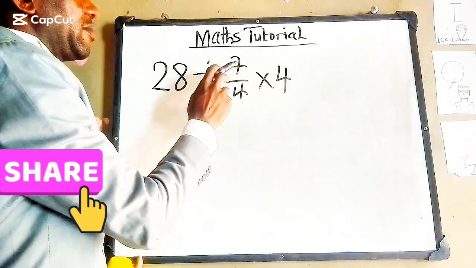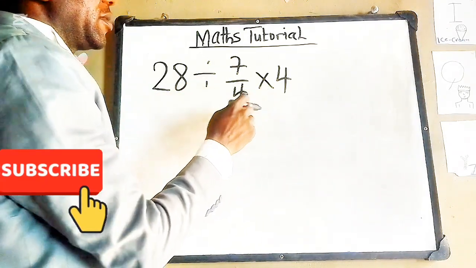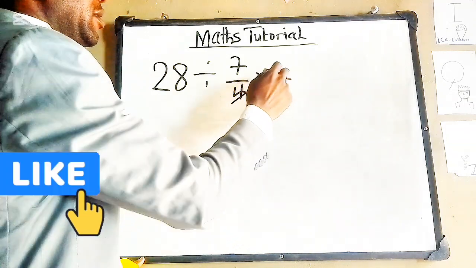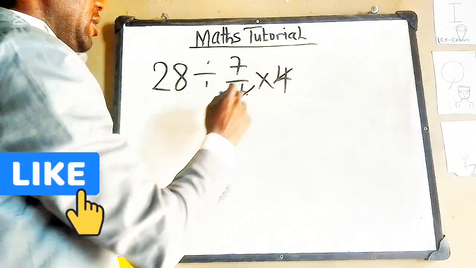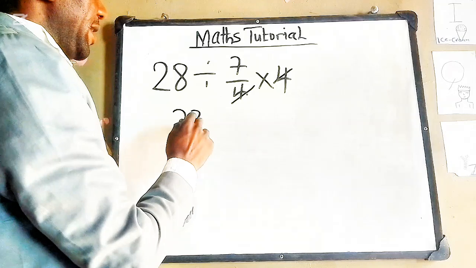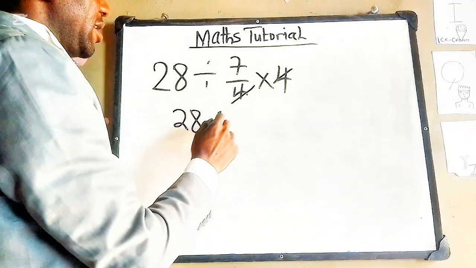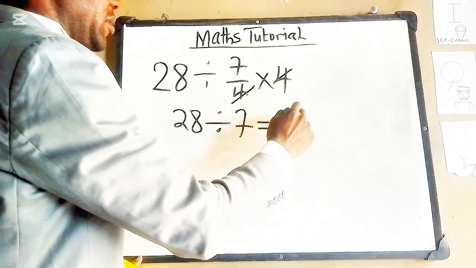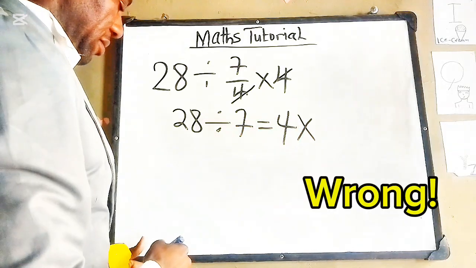8 divided by 7 over 4 times 4. The answer is not 4. If you cancel this and cancel this, we'll be left with 28 divided by 7, which equals 4. But this answer is not correct.